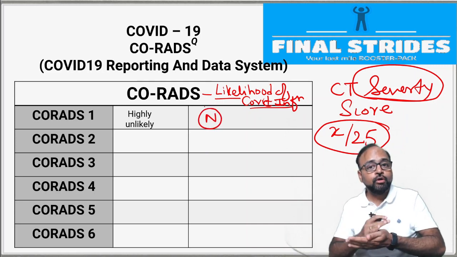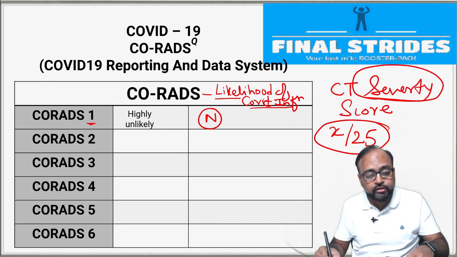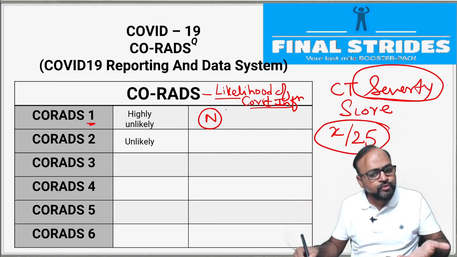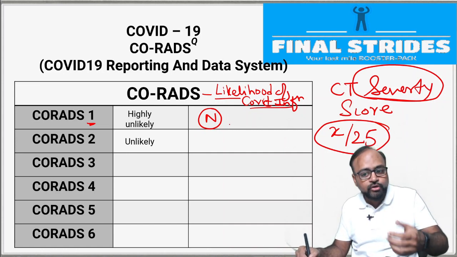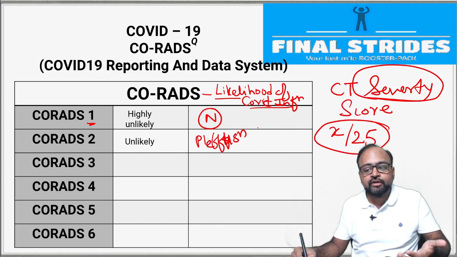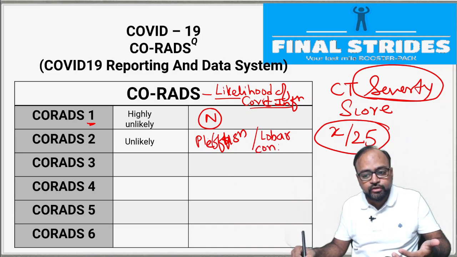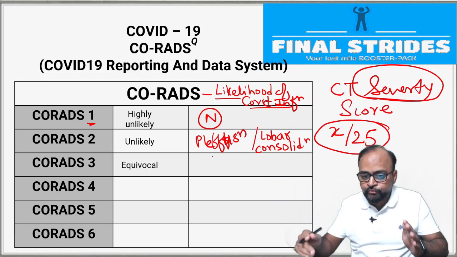So remember, normal lung is not CORADS 0. Normal lung is CORADS 1. Remember, CORADS 2 is when it is unlikely because you see infectious patterns which are not typical of COVID. What is not seen in COVID? So suppose you see pleural effusion. So pleural effusion is never seen in COVID, right? Similarly, lobar consolidation is never seen in COVID, right? So you see pleural effusion or lobar consolidation, you say it cannot be COVID, that is CORADS 2.